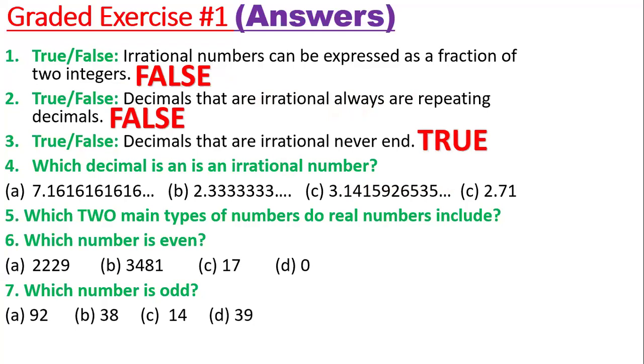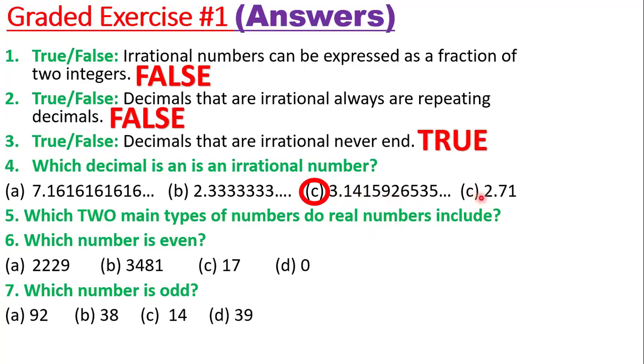Which decimal is an irrational number? C. Why C? Because it's going and going, it doesn't repeat. Very good. It does not repeat. So it's going to be C. By the way, this is pi.